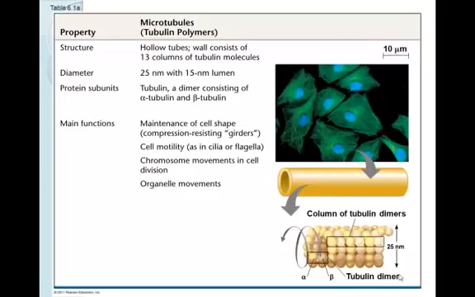Microtubules are hollow tubes made of the protein tubulin. You can see in this diagram how the subunits of the tubulin proteins spiral around to form a microtubule. Microtubules are very important for maintaining the cell's shape, for the motility of cilia and flagella, for chromosome movement during cell division, and for organelle movement.